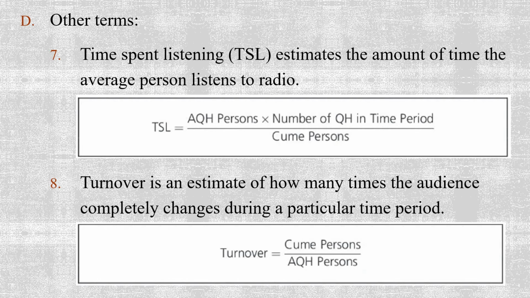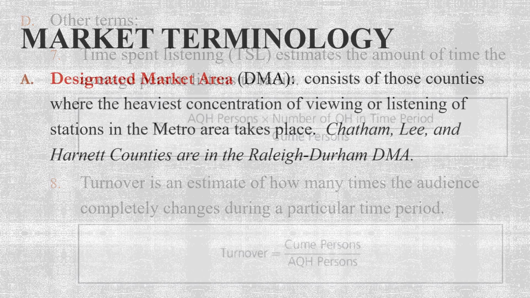Some other terms: time spent listening. TSL estimates the amount of time the average person listens to radio. So once you dial into a station, how long do you stick around? There's a formula that figures that out. And turnover is an estimate of how many times the audience has changed completely during a particular time period. So this is the number of people that wind up leaving a station. If you've got high turnover numbers, that means you probably have low time spent listening numbers as well. These two values tend to be inversely related to each other.